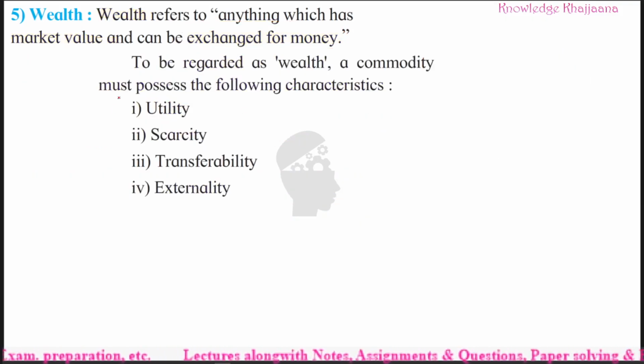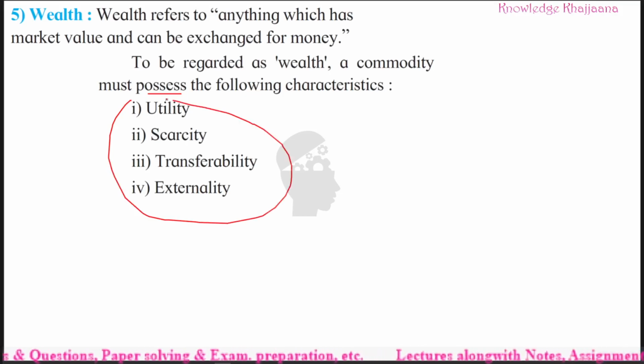Now see, to be regarded as wealth, a commodity must possess the following characteristics. If we consider anything as wealth, then which basic characteristics should it have? It should have 4 basic characteristics. If the commodity we are considering as wealth has market value, then that commodity should have the following attributes or characteristics. Which are the characteristics of wealth?